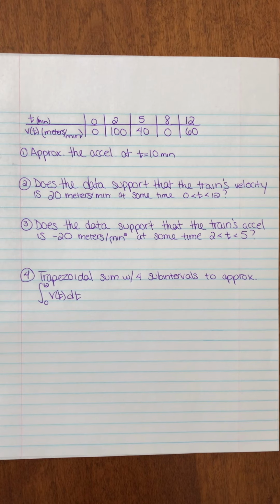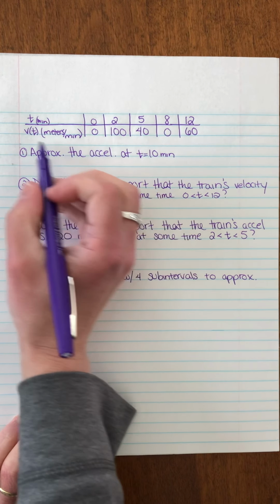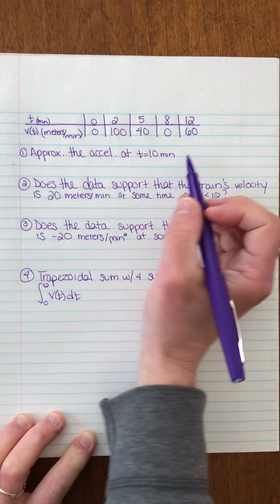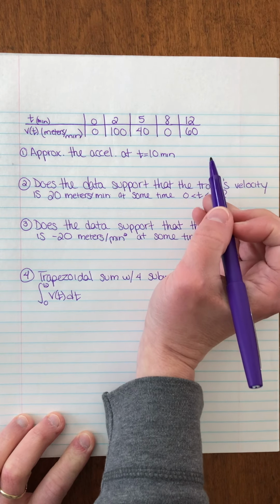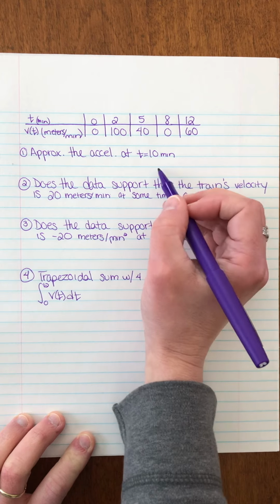So it was, a train's velocity on a railroad track measured in meters per minute is given by a differentiable function v of t, where t is measured in minutes. Selected values for v of t are given in the table above. All right, so if we are going to approximate the acceleration at t equals 10, acceleration is the derivative of the velocity. We don't have the equation for the velocity, so when we think derivative, we think slope.